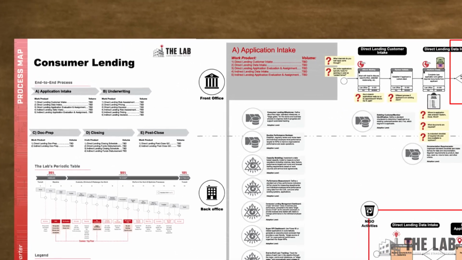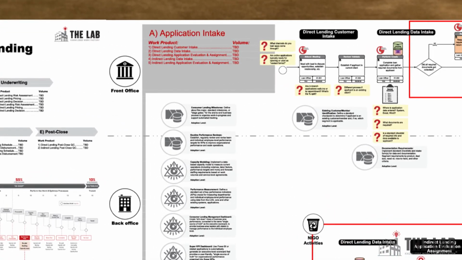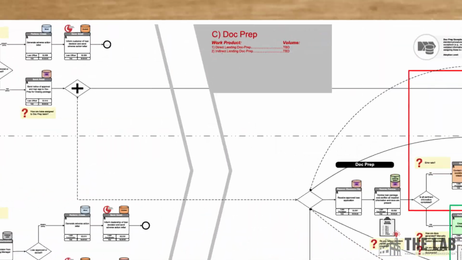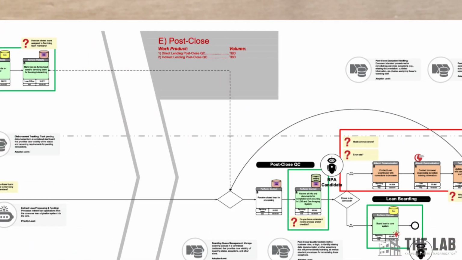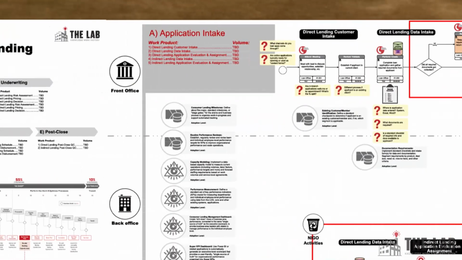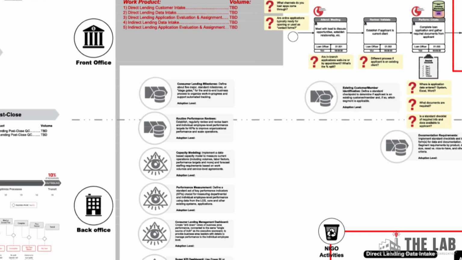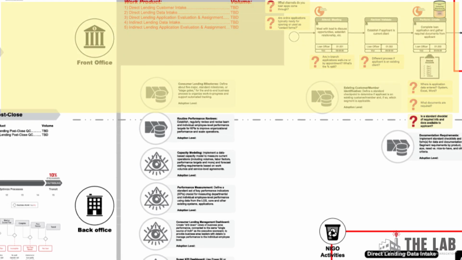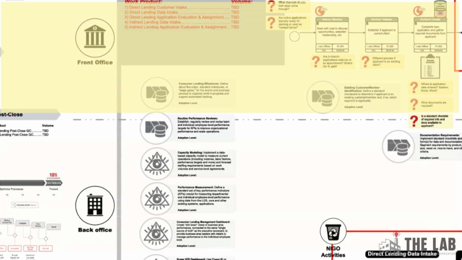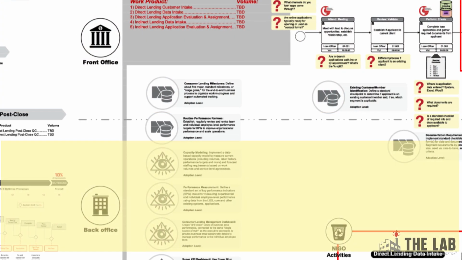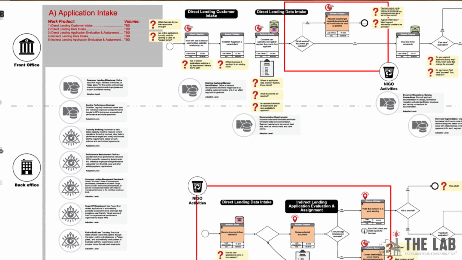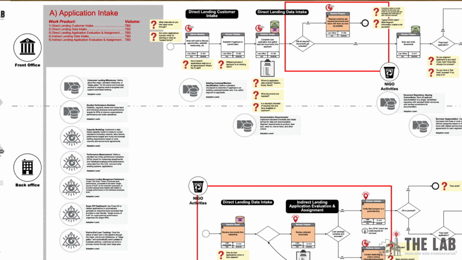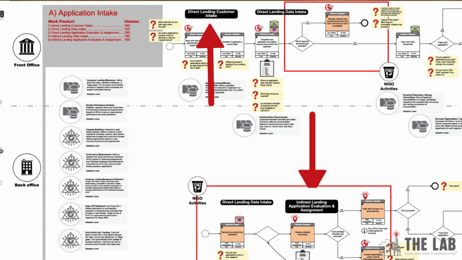As you can see, it spans all the phases, from application intake to underwriting, document prep, closing, and post-close. Check out this dashed line. It visually separates activities which happen in the front office above it from the activities in the back office below it. This is extra helpful because in this example, you can see how direct lending intake happens in the front office, while indirect lending intake, such as you receive from car dealerships, happens in the back office.